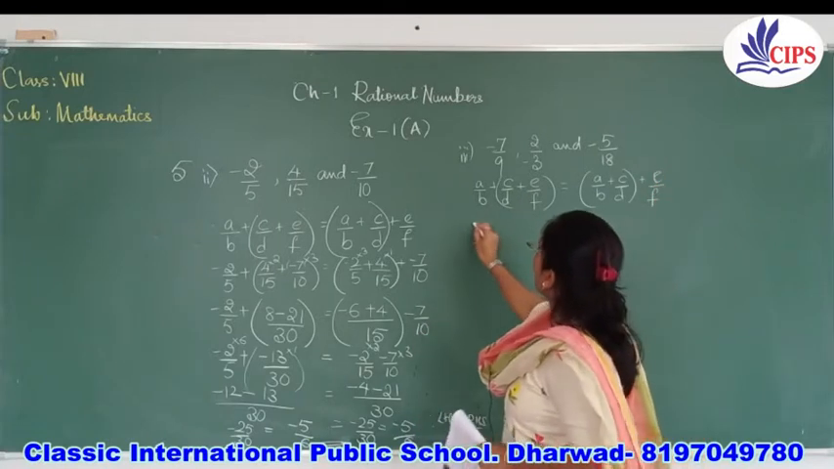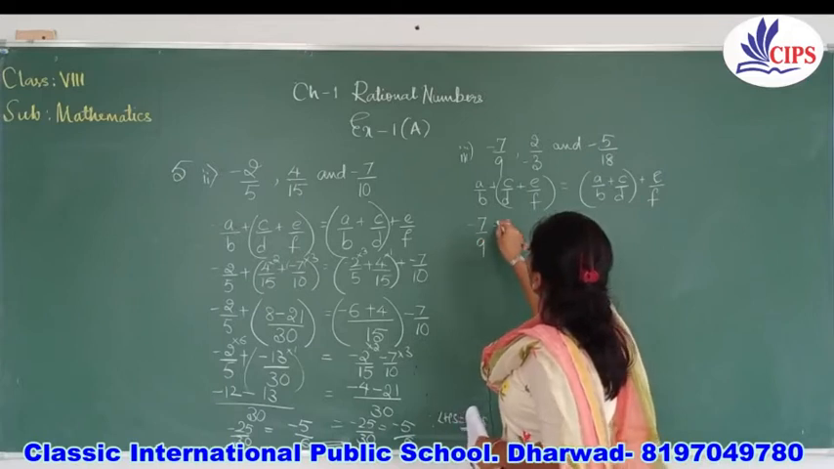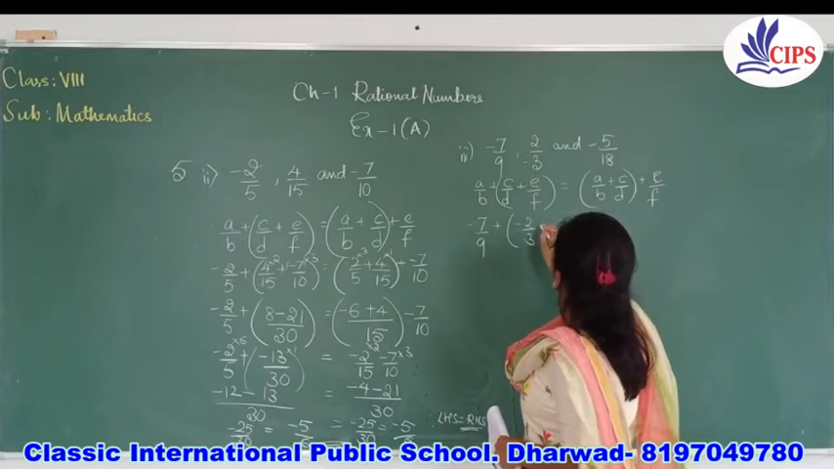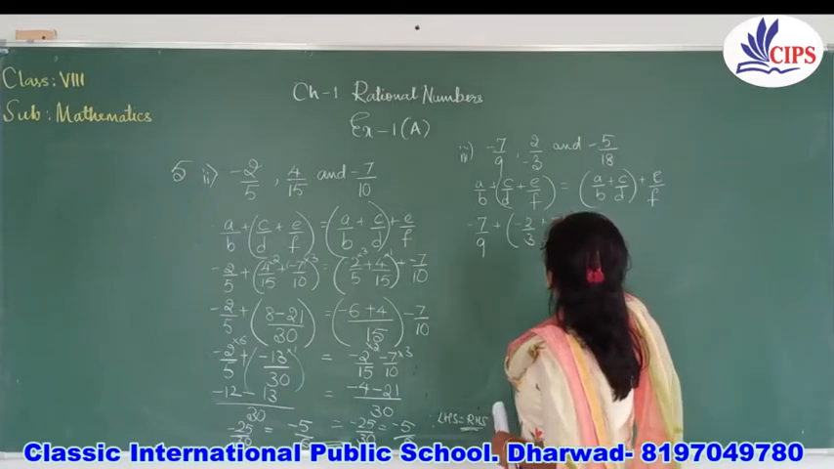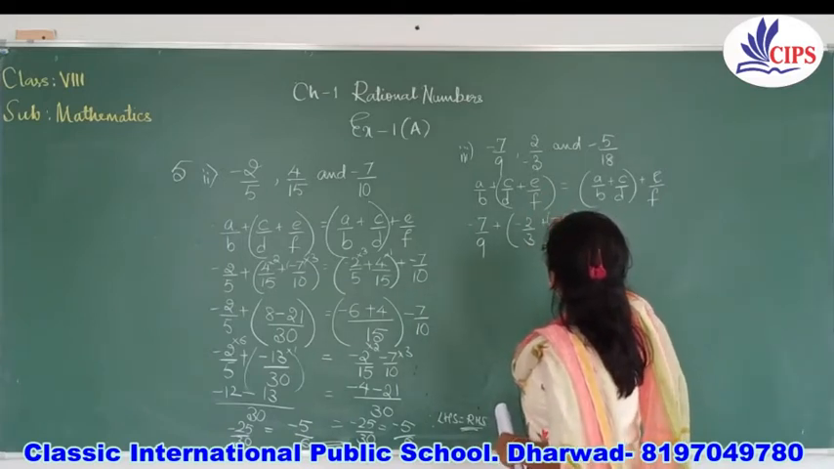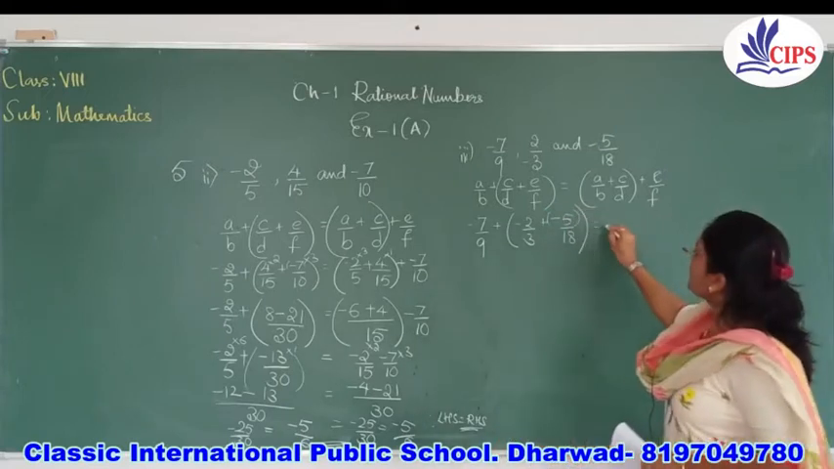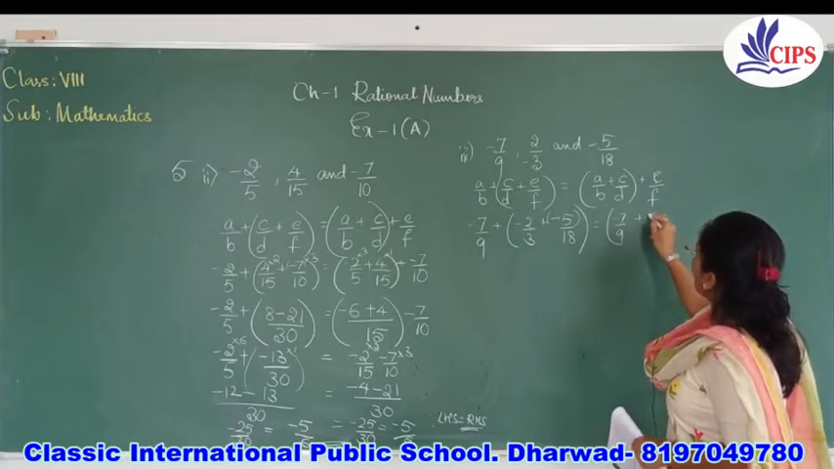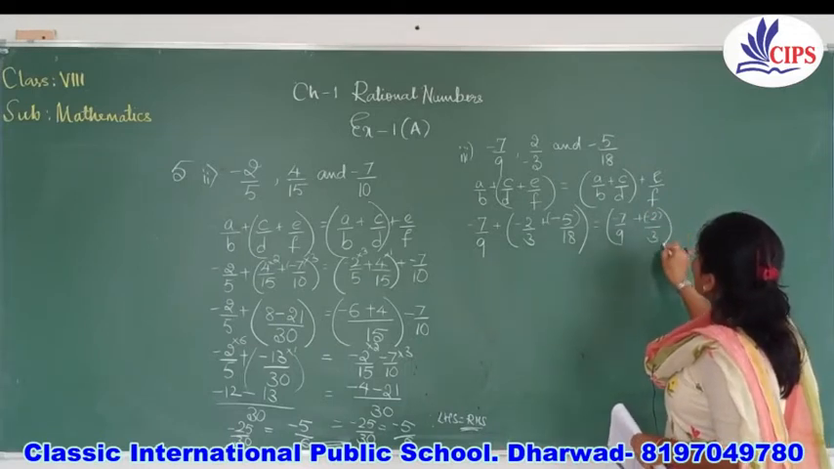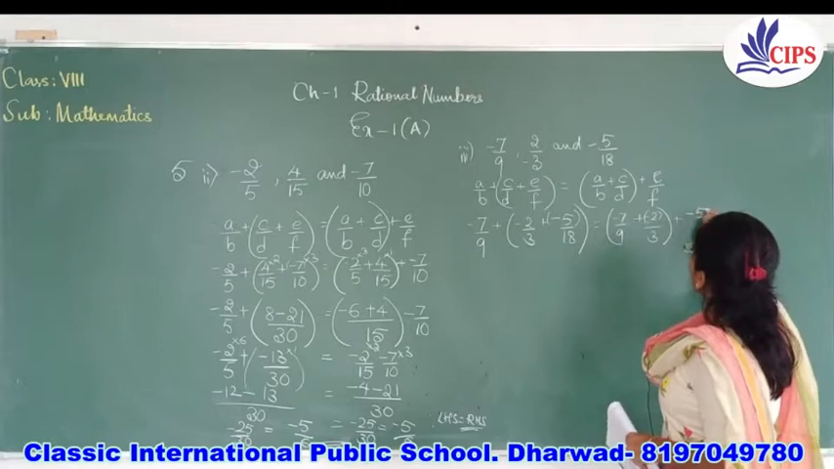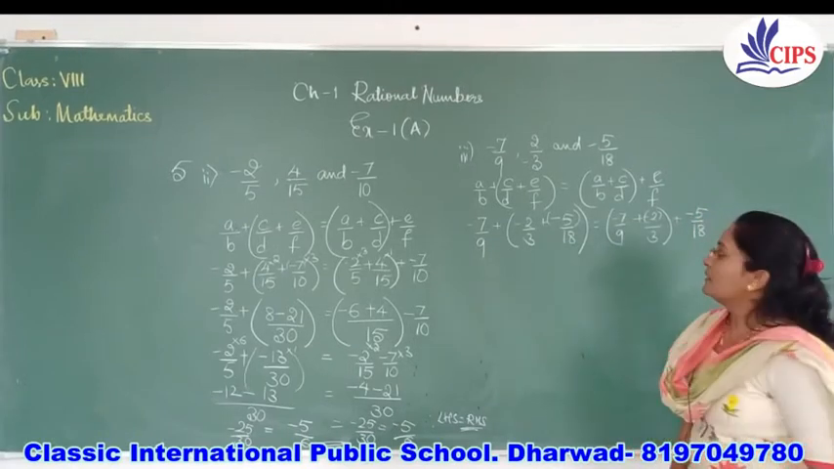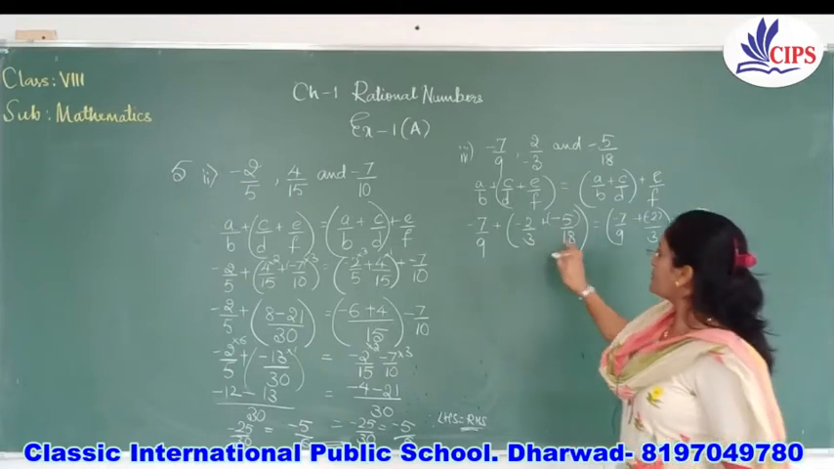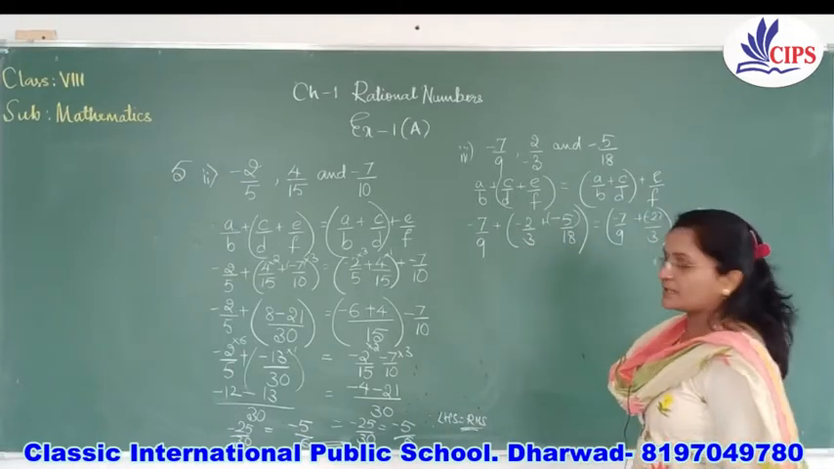Now we'll substitute, we get minus 7 by 9 plus, I'll shift that minus sign up so it becomes minus 2 by 3 and here it's minus 5 by 18. Here also we'll substitute minus 7 by 9 plus minus 2 by 3 plus minus 5 by 18. So I'll solve on LHS first. We'll solve what is there in the bracket. So here in the bracket we have got the denominators 3 and 18.